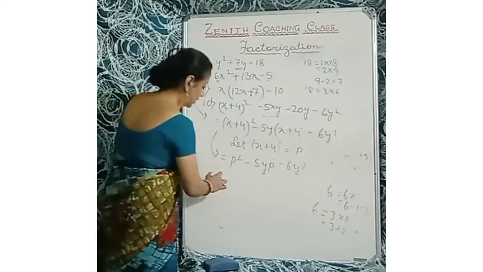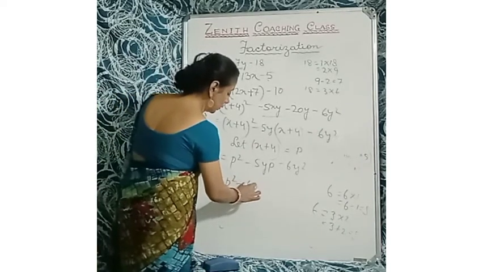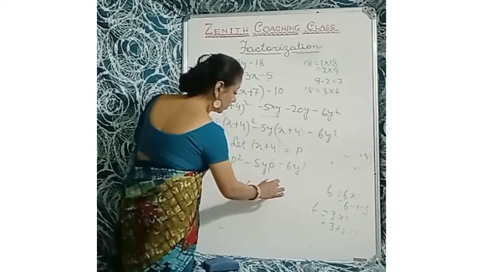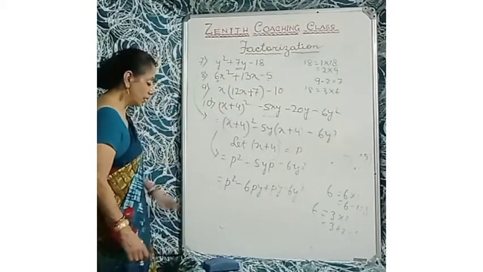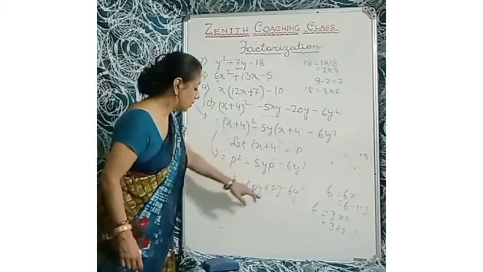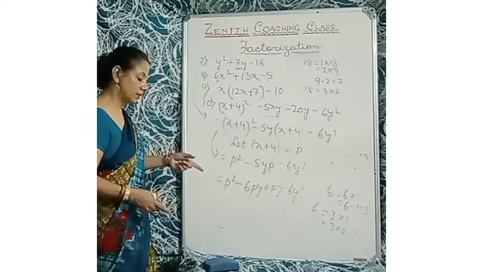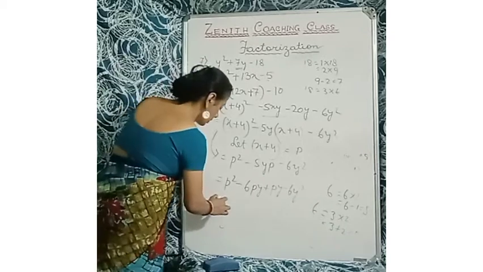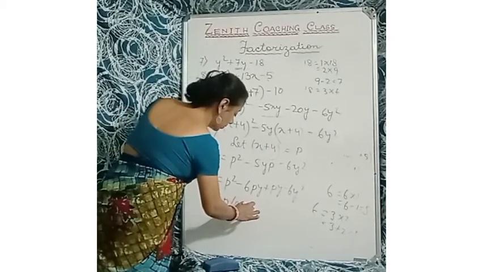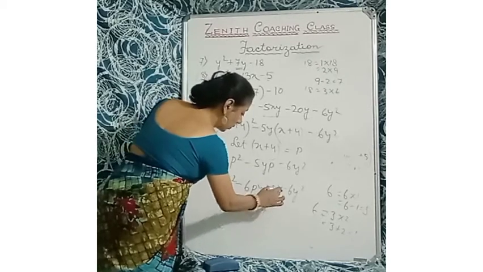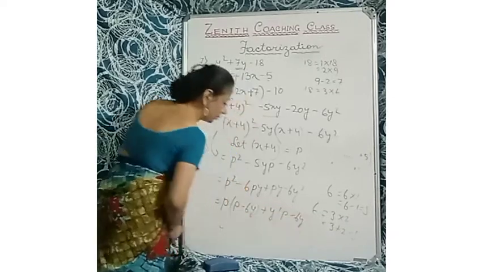Okay, let's think. p square minus 6py plus py minus 6y square. You can take it because 1 plus 2 plus 1 minus, the second one is minus. 2 plus 2 minus. So you will take it. Okay, so p is common. So p minus 6y plus y is common. So p minus 6y. Understood?